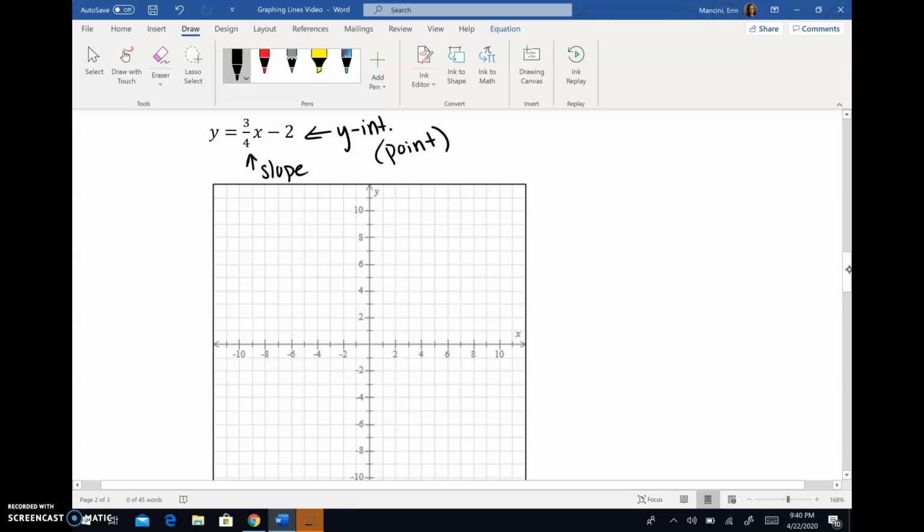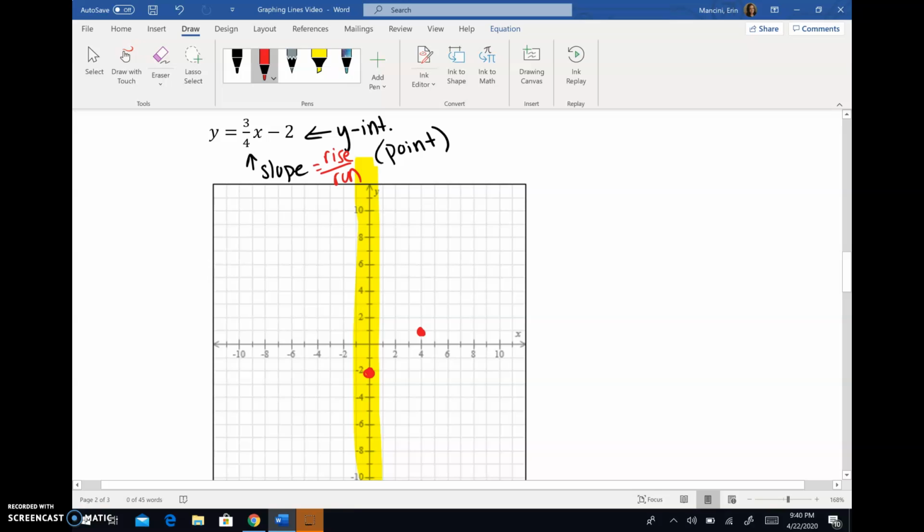Now, the special point of the y-intercept is the one that's on the y-axis. So the y-intercept is where you're going to cross the y-axis, and the y-axis is the vertical axis. So we're going to start on the y-axis. The y-intercept is -2, so that's down 2 on the y-axis. And our slope tells us how to move from there. So slope, again, is rise over run. So we're going to rise 3, 1, 2, 3, run 4, 1, 2, 3, 4.